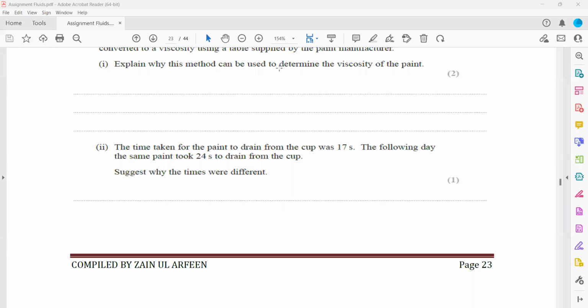The time for the paint to drain from the cup was 17 seconds. The following day, the same paint took 24 seconds to drain from the cup. Explain why these times are different.